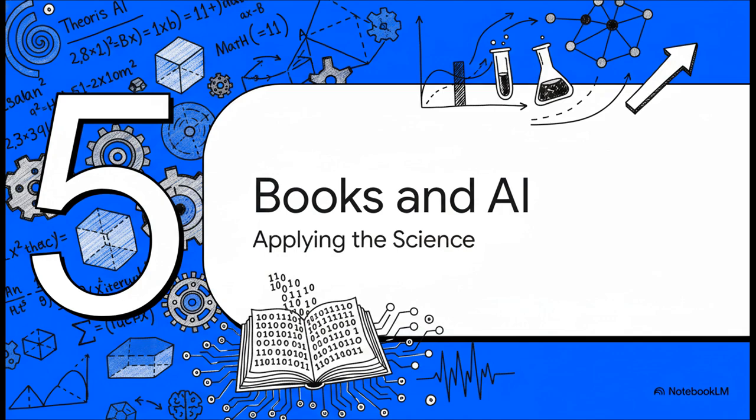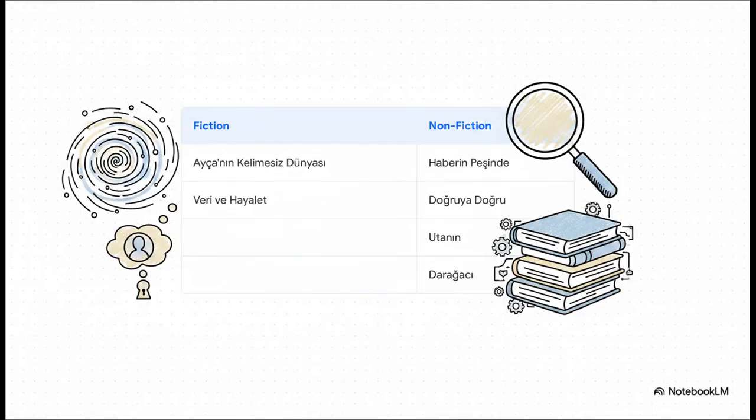Finally, let's hit Section 5, Published Books and AI, to see how all this science actually works out in the real world. Because Bulut isn't just sitting in a lab writing theories, right? He's out there proving it. He applies this structural analysis to deeply researched journalism, which you can see in his books like Haber'in Peşinde and Doğruya, where real-world data gets narrative engineering applied to it.